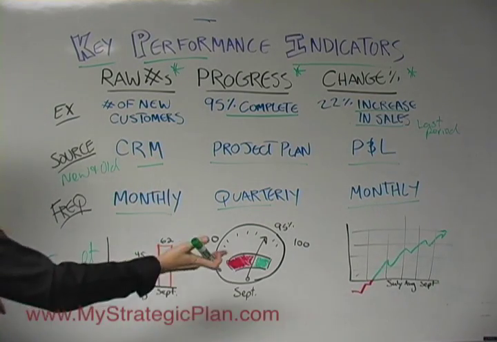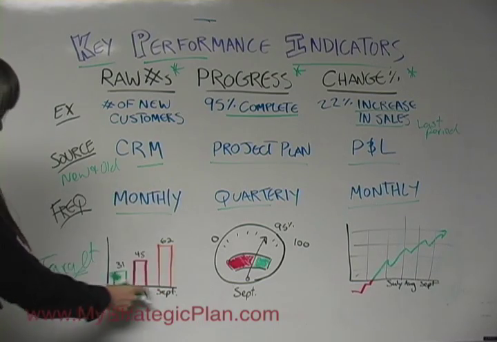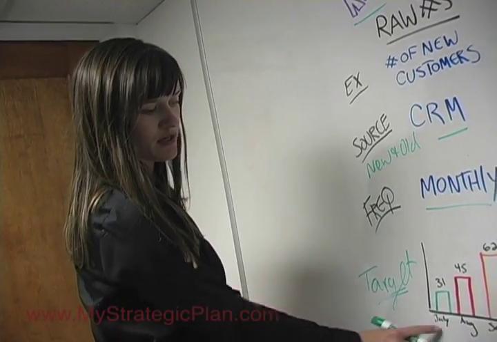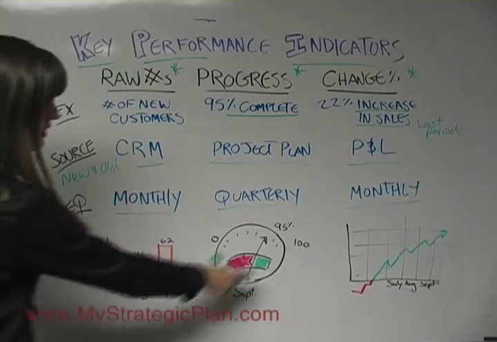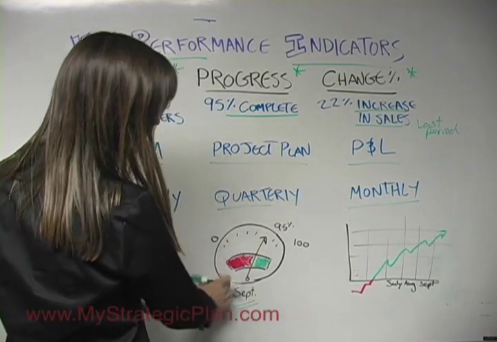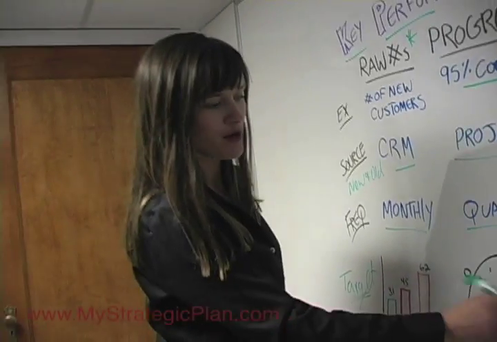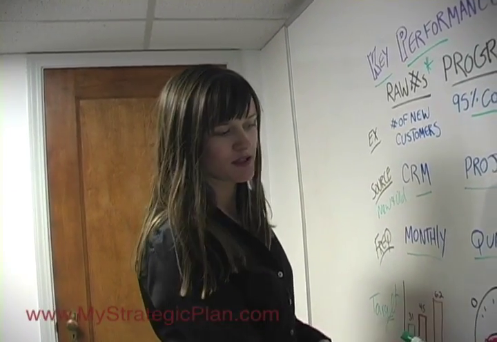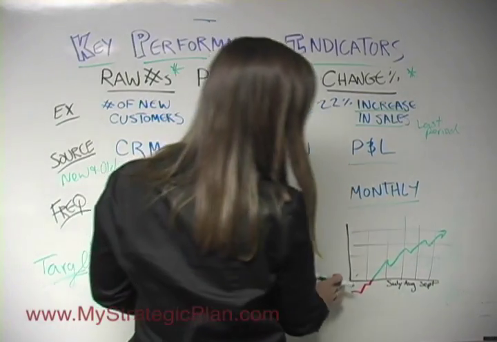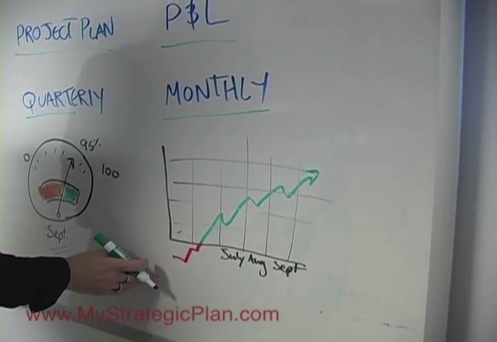I just wanted to show some different types of graphs here. For our raw numbers, we've got just raw numbers, number of new customers. In this case, we're showing 3 months. A progress indicator is actually a snapshot, in this case looking kind of like a gas tank: what percent complete from 0 to 100%, a nice gauge, a nice way to see that data. And then, of course, change metrics are best displayed in a line graph to show progress.